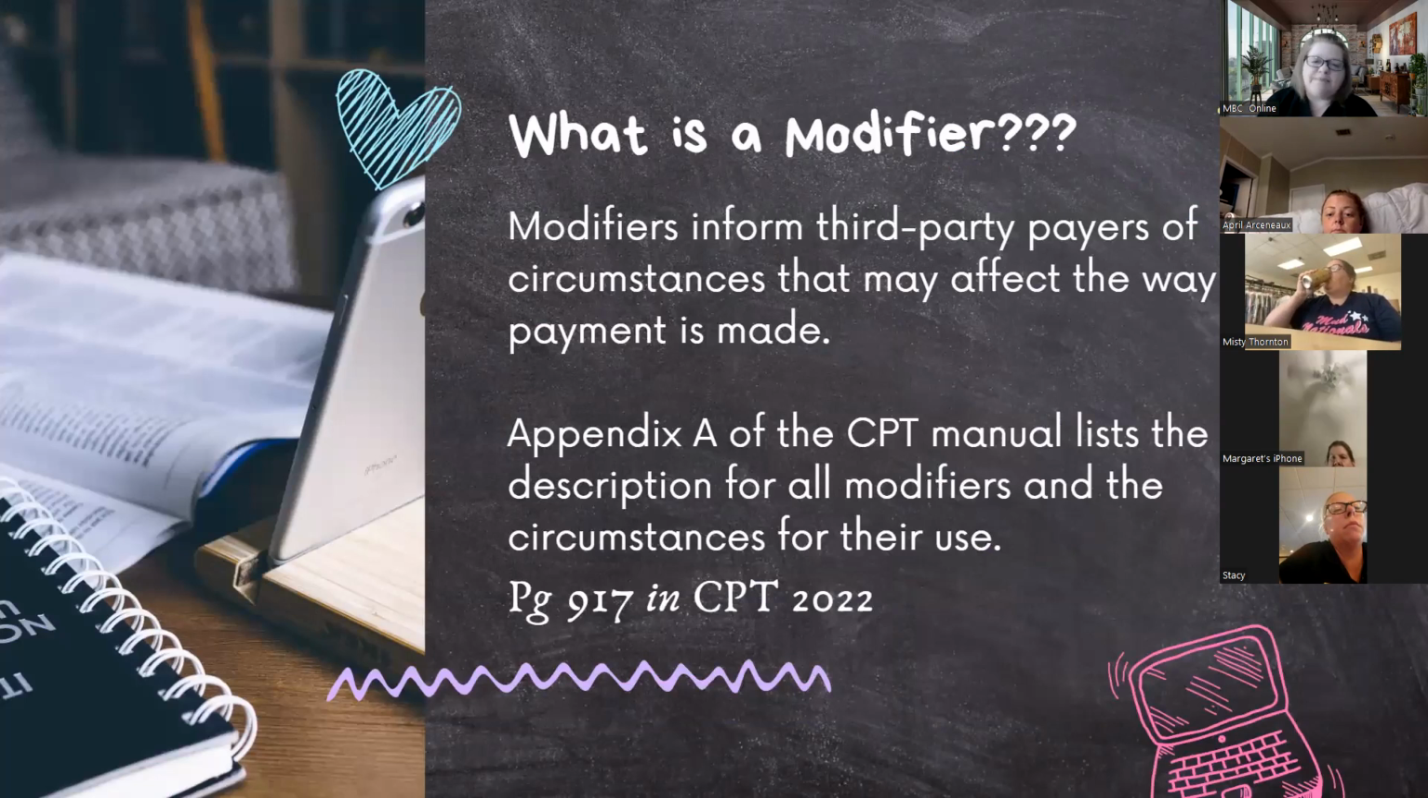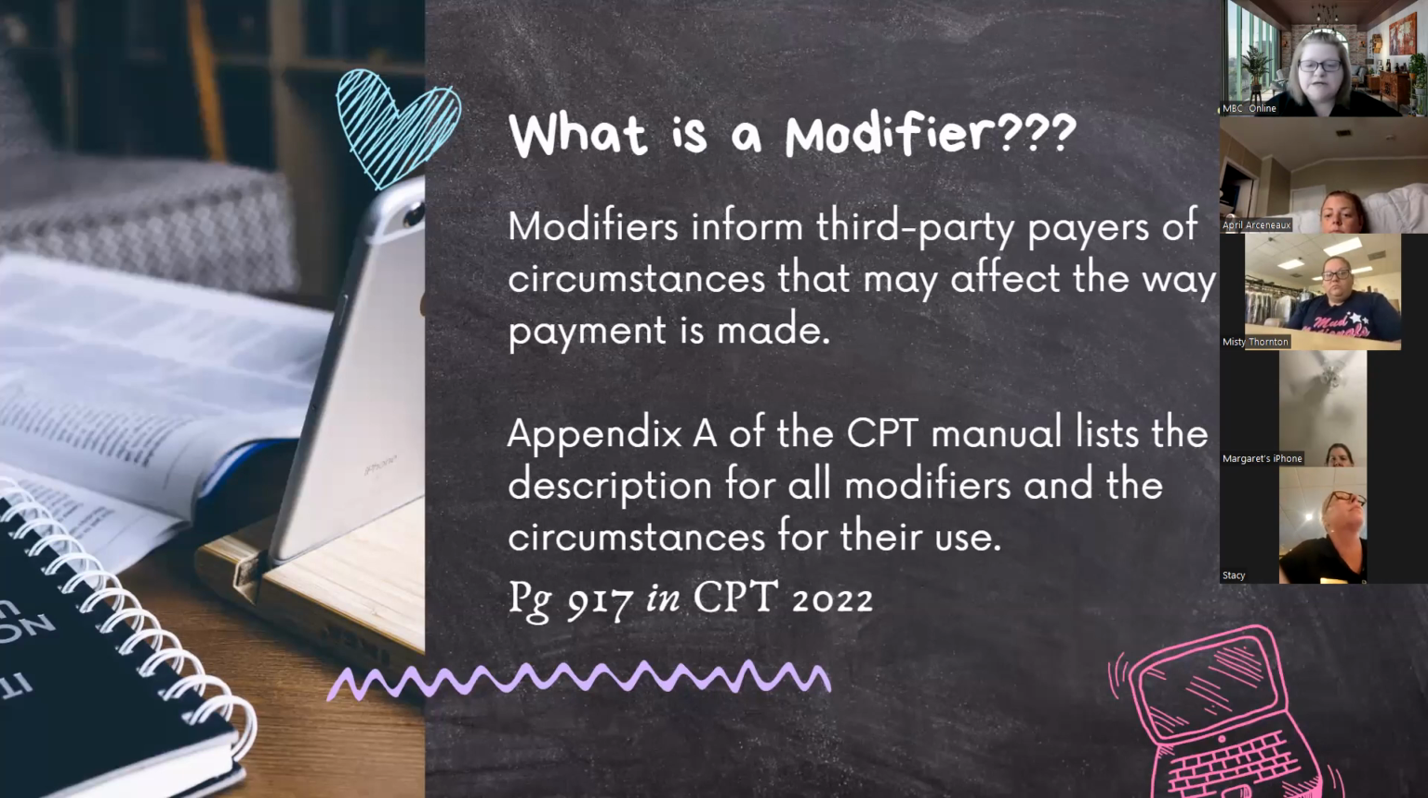All right, so what is a modifier? Modifiers inform third-party payers of circumstances that may affect the way payment is made. Basically, in regard to CPT, it's a 2-digit code ranging, I think, from 21 or 22 to 99. It's going to be a hyphen and then the 2 numbers. If y'all started reading chapter 10 already, you've recognized what they look like in the list, because they have a list of all of them in your textbook.